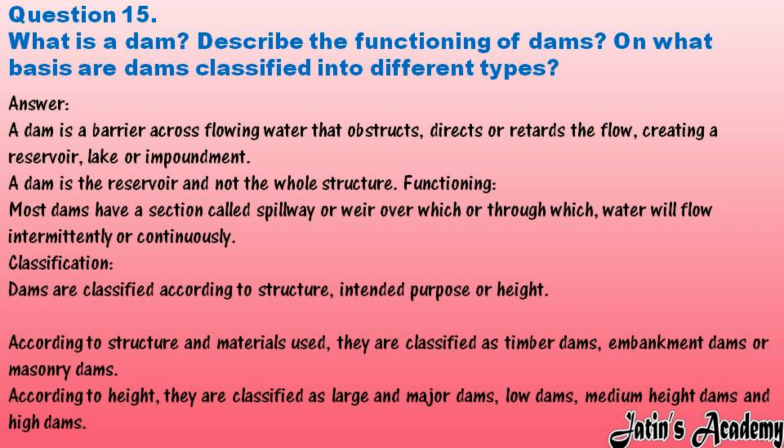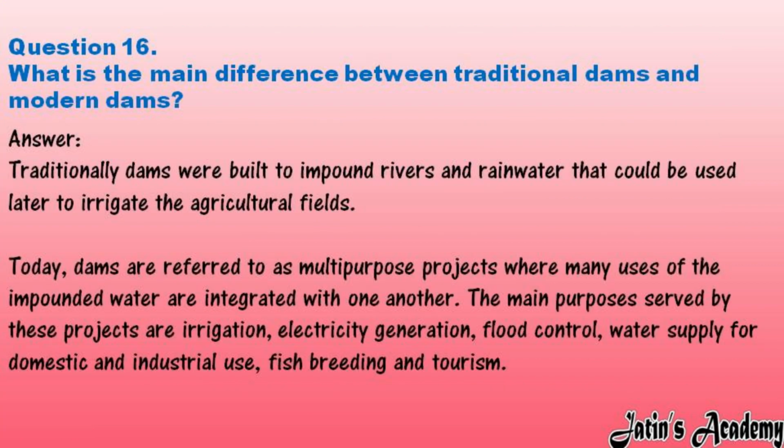Functioning. Most dams have a section called spillway or weir over which or through which water will flow intermittently or continuously. Classification. Dams are classified according to structure, intended purpose or height. According to structure and materials used, they are classified as timber dams, embankment dams or masonry dams. According to height, they are classified as large and major dams, low dams, medium height dams and high dams.